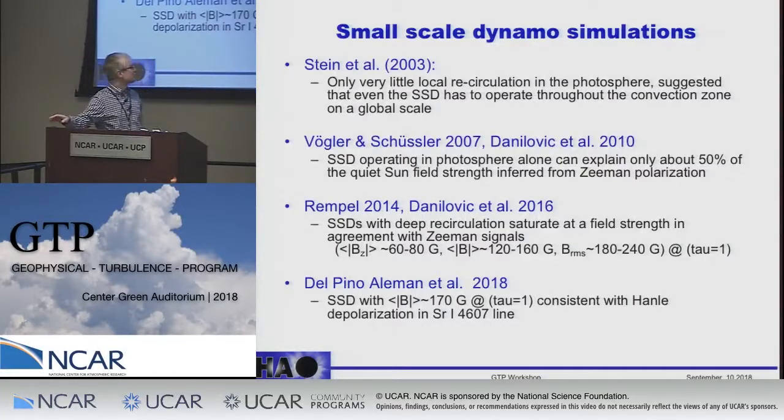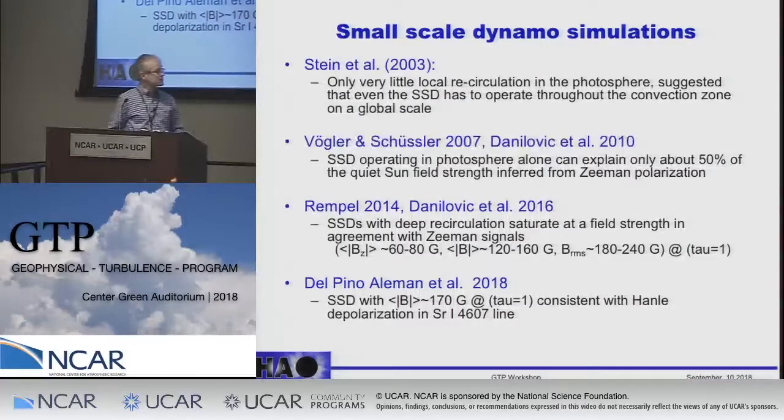The only way, at least when I got involved in this, to actually get the saturation level up is to have a small-scale dynamo which accounts for the fact that there is a deeper convection zone, that there is dynamo action in the deeper convection zone. With this recirculation, one can finally get to values which are consistent with observations, about 60 to 80 Gauss mean vertical field on tau=1. In terms of RMS, it's somewhere between 180 and 240 Gauss, or 1/3 of equipartition at tau=1.